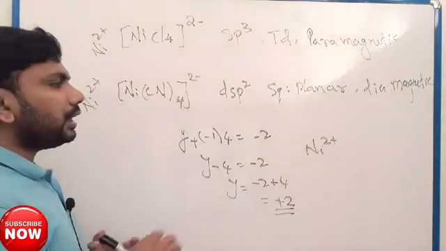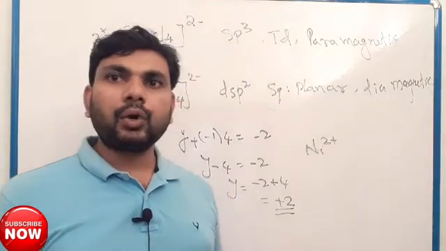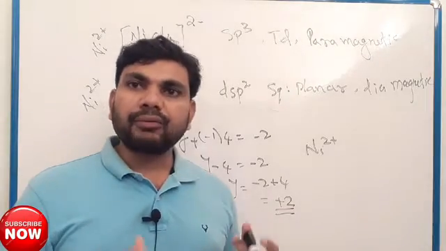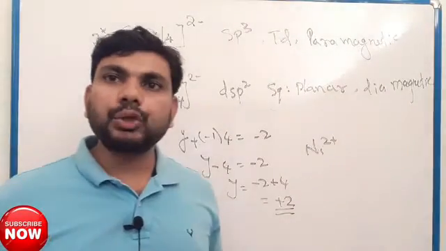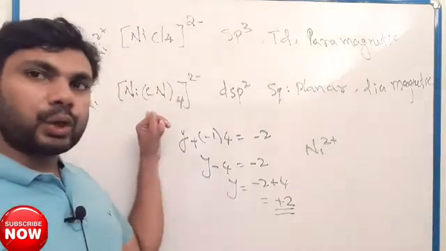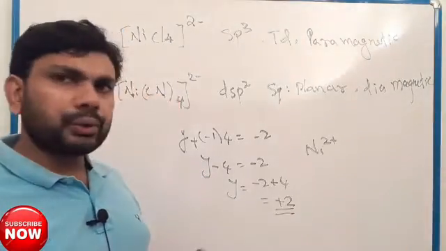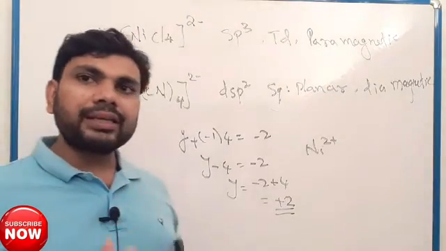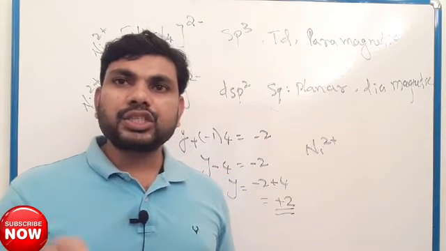Clear? So accordingly you can do 3d, 4s, 4p, 4d. You can draw this one, after that fill electrons. Here Cl is a weak field ligand and pairing does not occur, but here CN, cyano, is a strong field ligand and pairing occurs. So draw it and find its hybridization, its magnetic moment, and also its geometry.